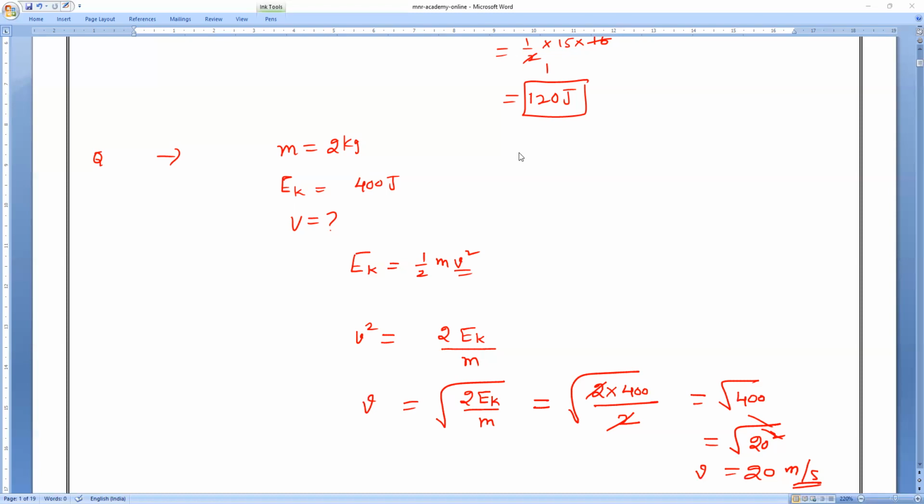Right, next question. What is the work done in increasing the velocity of a car from 30 km per hour to 60 km per hour, if the mass of the car is 1500 kilograms?